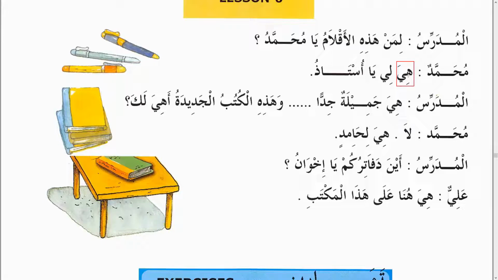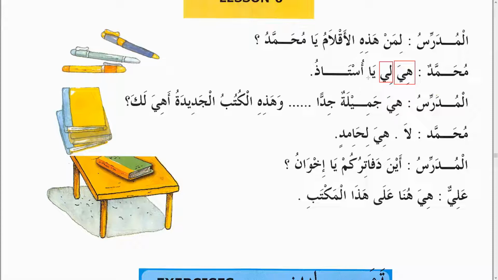Singular feminine. So it might sound a little weird now. Why are we saying hiya now? Because we treat this as singular as well as feminine, right? Hiya means she, but when we are translating it, we will translate this as they, because in English we will say they. But we won't say hum, because the literal word for they is hum, or hunna, in Arabic. But here we will say hiya li, they belong to me.